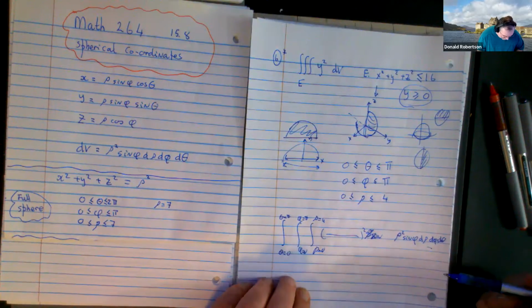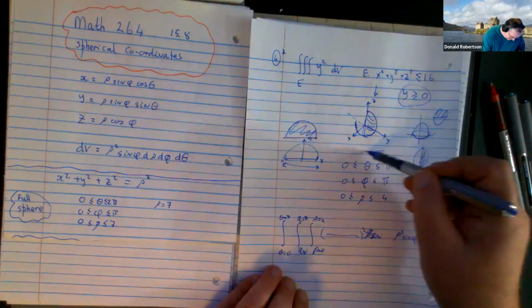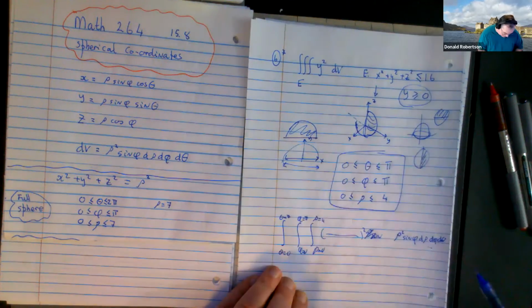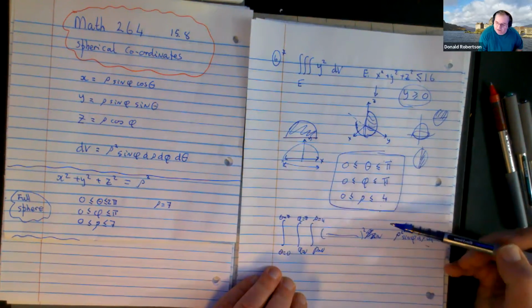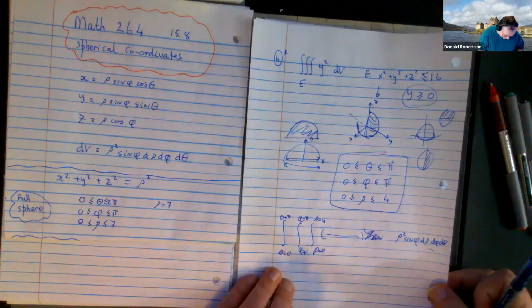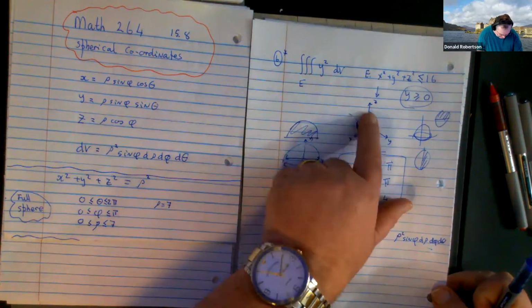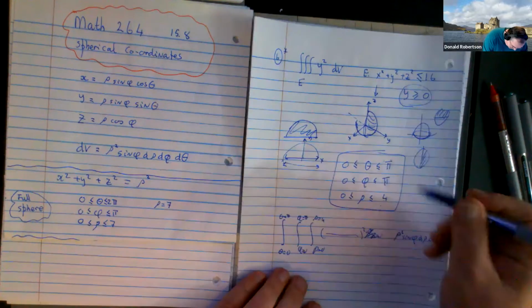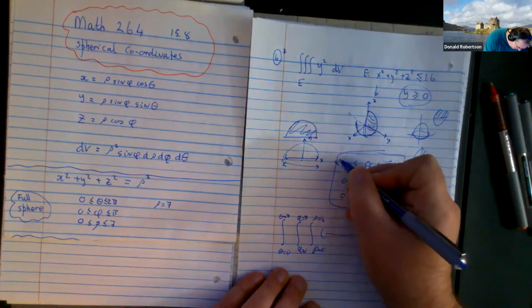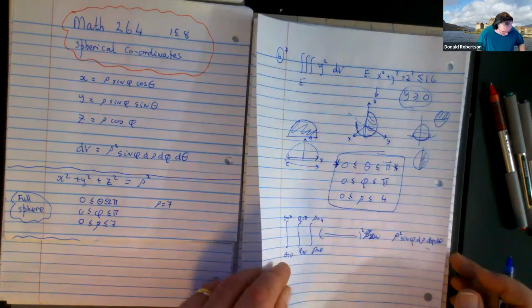So the majority of what I want to do today is take the question and figure out what the range of these guys are based on the shape that you've got. So this one was for a hemisphere, but the right-hand side, and that meant that this was the one that we changed.